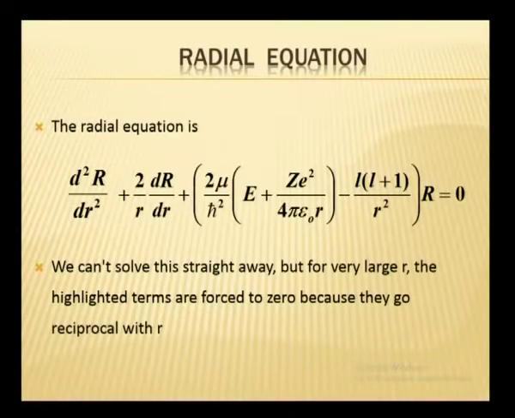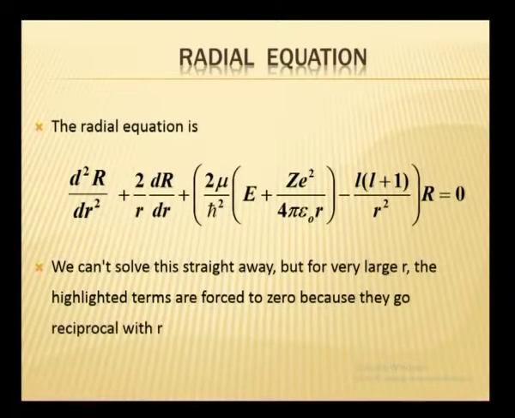Okay. Look at the radial equation, it goes as d square R by dr square plus 2 by r into dR by dr plus 2 mu, mu is the reduced mass, divided by h bar square, h bar is the unit of angular momentum, multiplied by E plus Z e square, Z is the atomic number, in the case of hydrogen atom it is 1, divided by 4 pi epsilon naught, epsilon naught is the permittivity, r is the distance between the proton and the electron, minus l into l plus 1 by r square. l again is a quantum number, it will take only integral values, multiplied by R will be equal to 0.